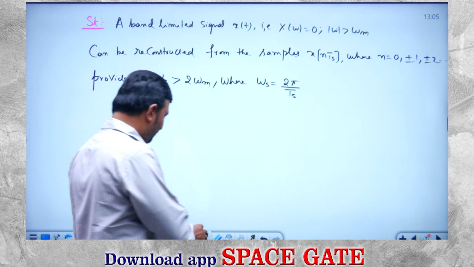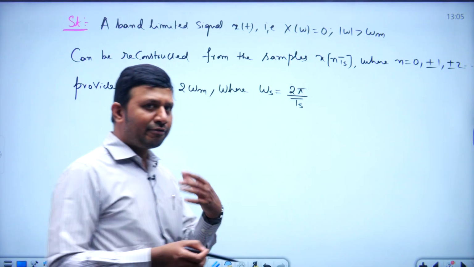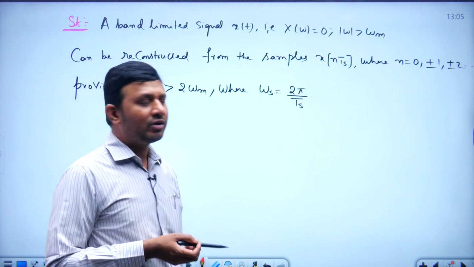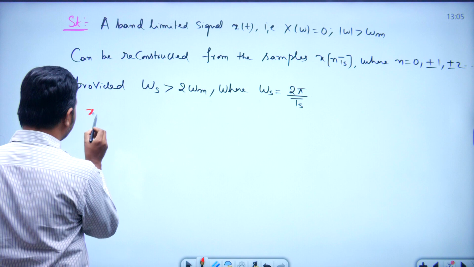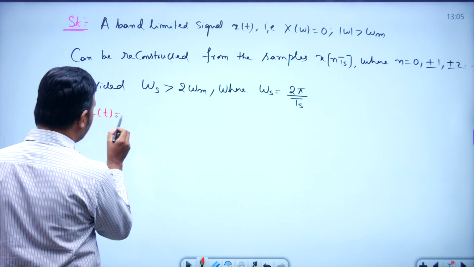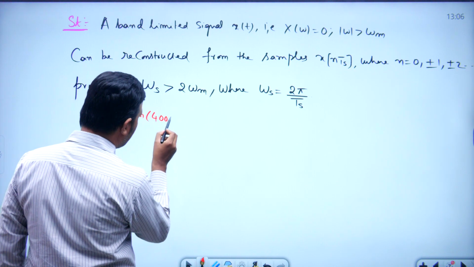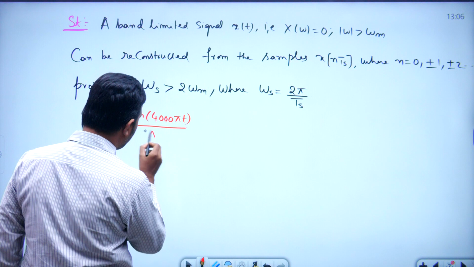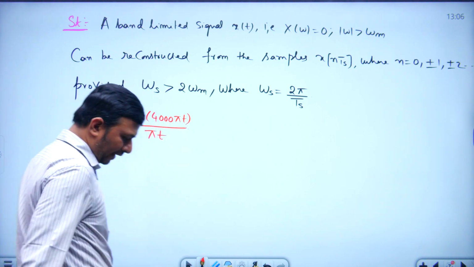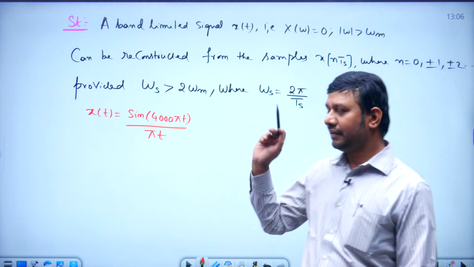Now we will do one thing. Before leaving the topic, we will see whether we can find out the Nyquist rate for some signals or not. Suppose a question was asked like this: x of t is equal to sin 4000 pi t by pi t. Now we have to find out the Nyquist rate and Nyquist interval for this signal.